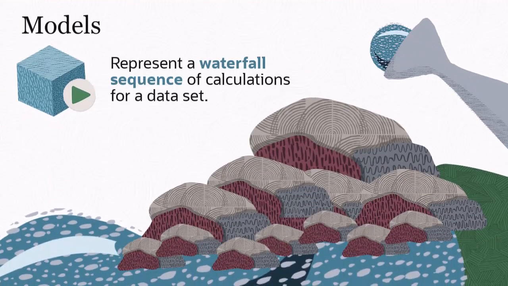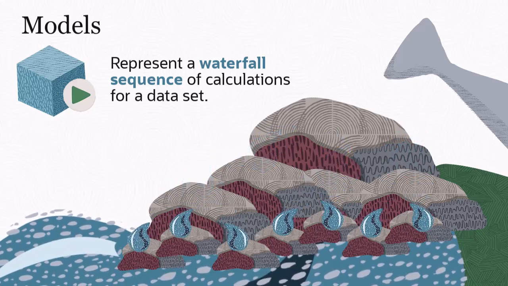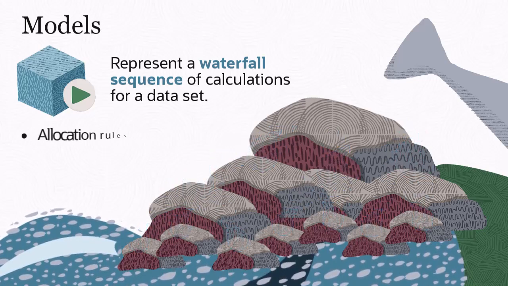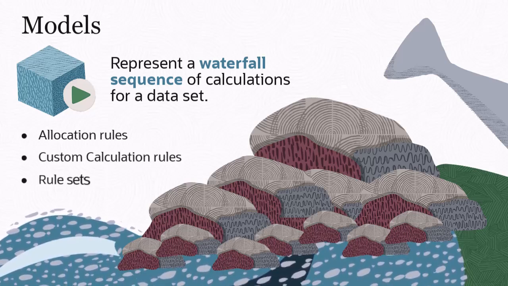Models in enterprise profitability and cost management represent a waterfall sequence of calculations for a dataset. They contain allocation rules and custom calculation rules, which you can order and group into rule sets.